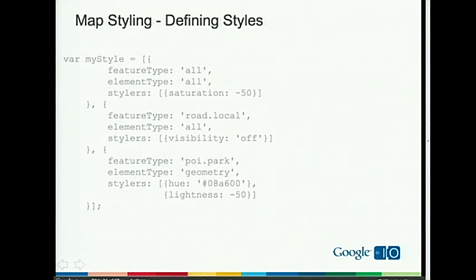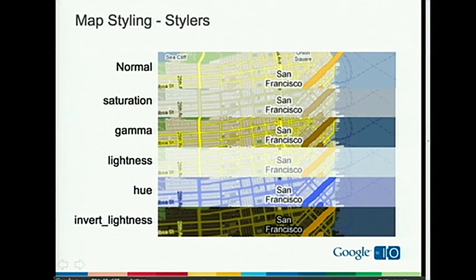And we can also apply multiple styles to a particular feature. So this is, we're making the hue of the parks green, and we're decreasing the lightness to make them a nice, robust, dark green color. So these are the stylers that you can apply. We've got a normal map up the top, and the other elements that you can manipulate: the saturation, the gamma, the lightness, the hue, and there's an invert lightness property, which will change everything. And as well as that, there's also the visibility, which will change what visibility a particular feature has.